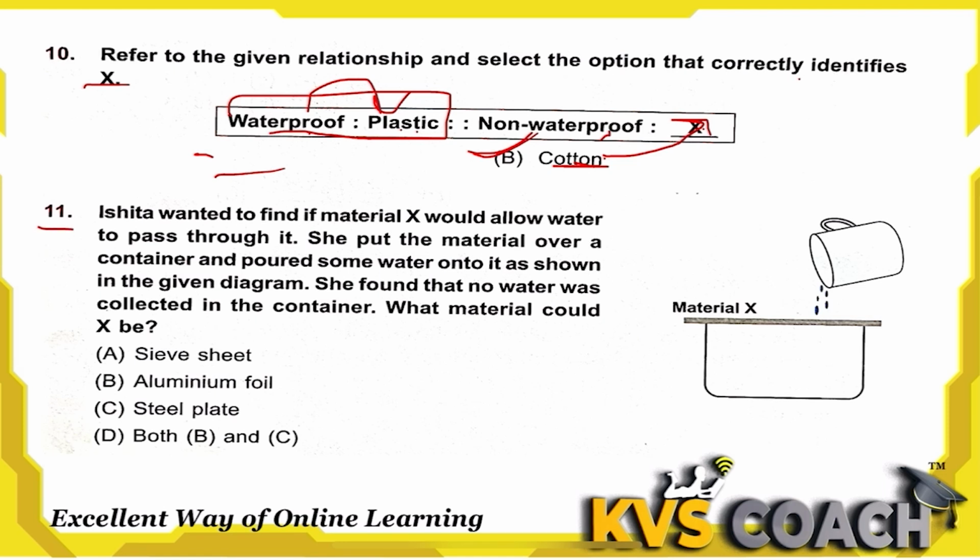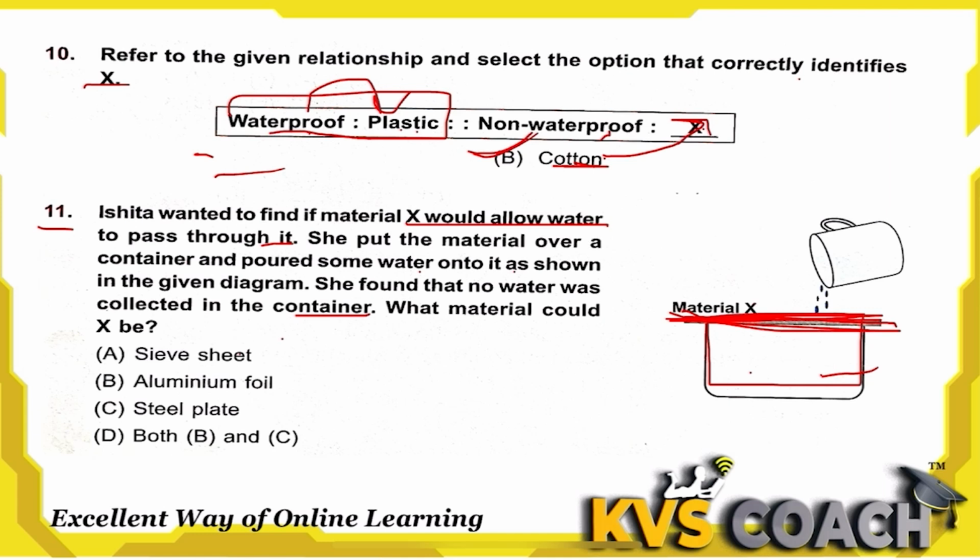Next, Ishita wanted to find if material X would allow water to pass through it. She put the material over a container and poured some water onto it. As shown in the given diagram, she found that no water was collected in the container. What material could X be? Look, this is the container and this is the sheet which she has put on the container. When she is pouring water, we cannot see water here. It means the sheet is not allowing water to pass through it. It means the sheet is waterproof.